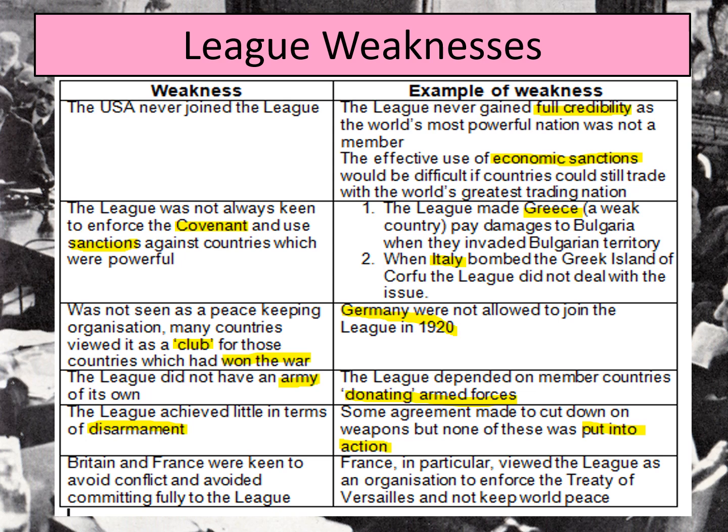A major problem was that Britain and France had a really bad experience in World War One, and they were really keen to avoid conflict. That meant they never really gave their full commitment to the League of Nations. And therefore, countries like France used it to enforce the Treaty of Versailles rather than to actually keep world peace.